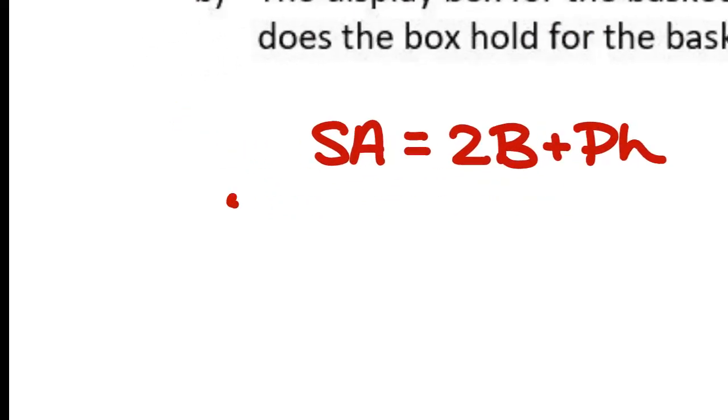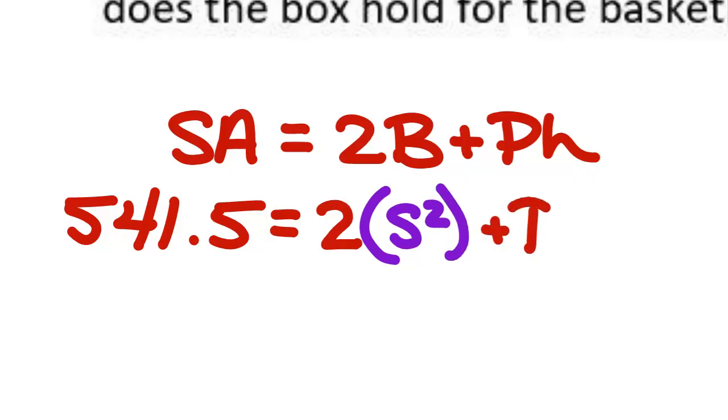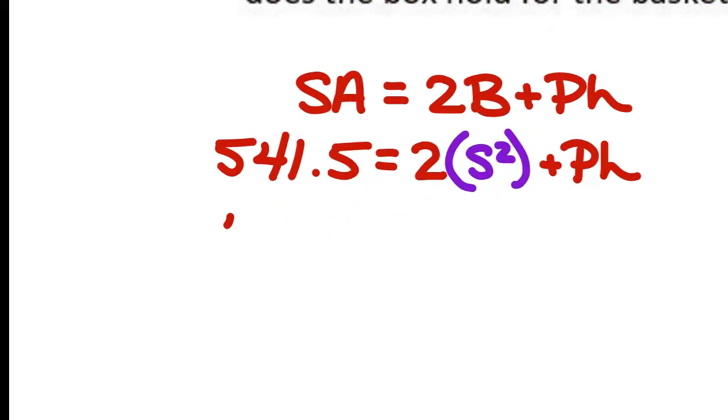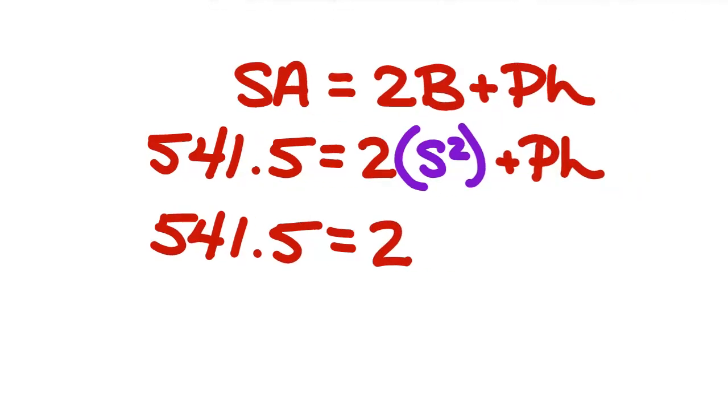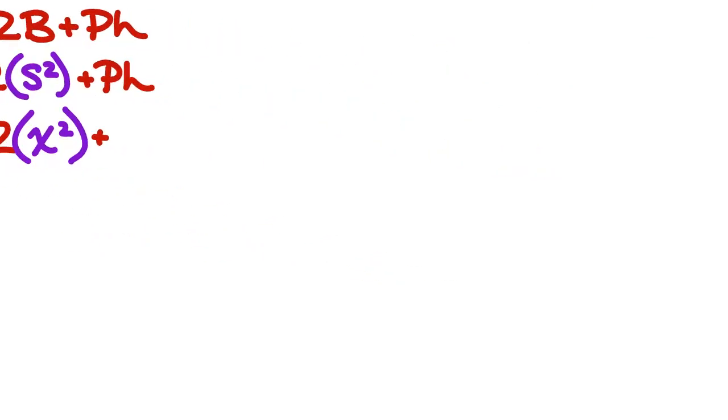We're going to do 541.5 equals 2 times what shape is the base? A square, so side squared plus the perimeter times the height. How big are the sides of this cube? X. So 2 times this would be x squared since it's side squared plus the perimeter of the base.